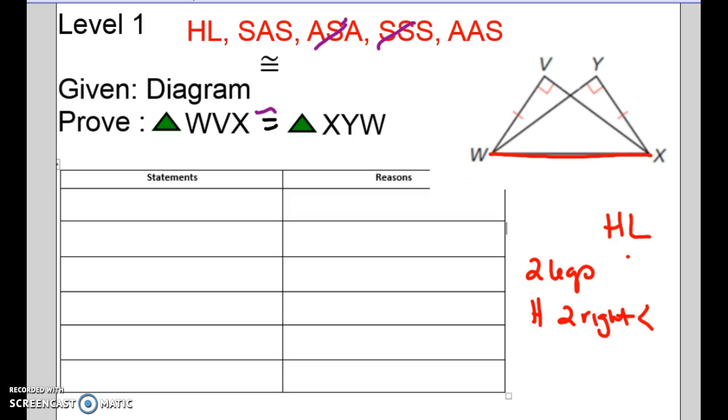Okay, so how do we get started? How do we start our proof? Well, we always start our proof with what we are given, which is what we know. So we're going to actually write down, we're given the diagram. So my first statement is the diagram. Oh, I'm sorry, this is not writing well for me. And that's given.